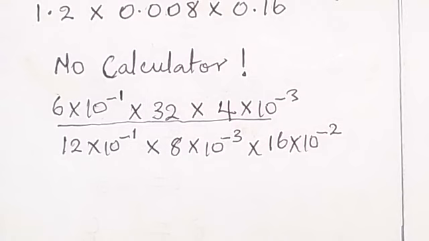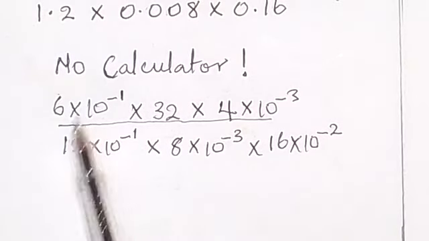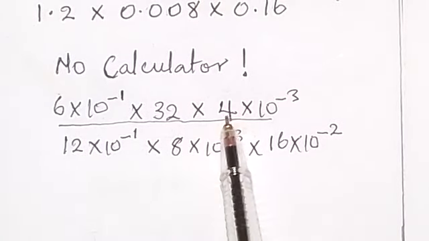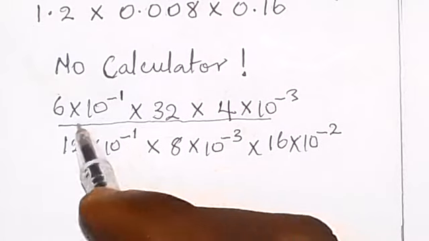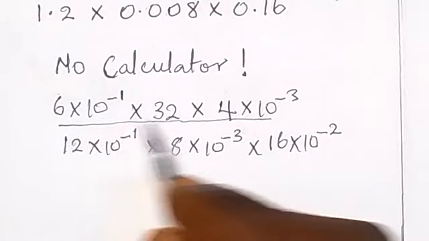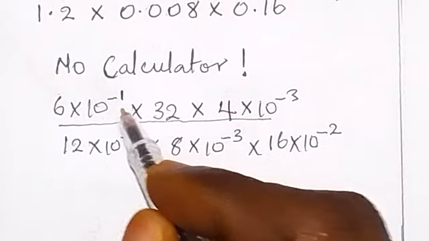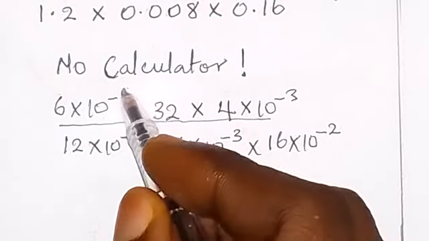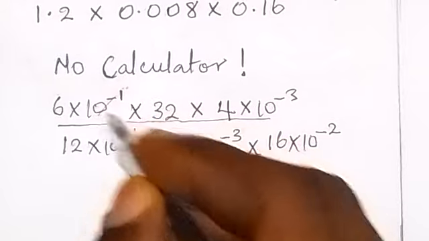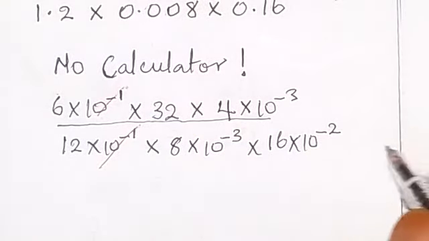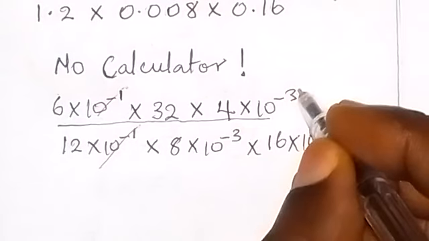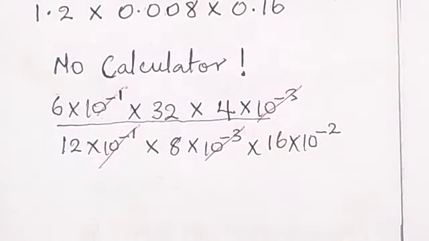So now let's simplify further. Now we can see that we have numbers, so we can separate the number from the power. And before then, to make our work a little bit easier, since we are multiplying and dividing, 10 raised to power minus 1 can cancel 10 raised to power minus 1 here. So they cancel each other. Also, 10 raised to power minus 3 can cancel 10 raised to power minus 3 here.